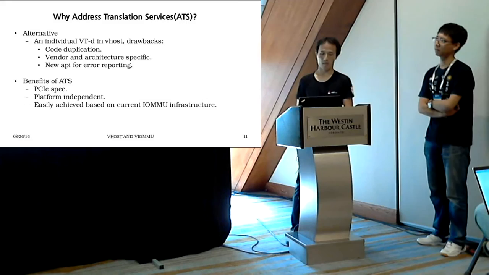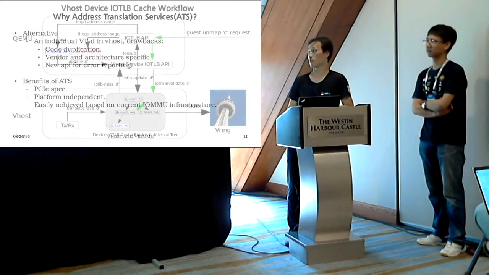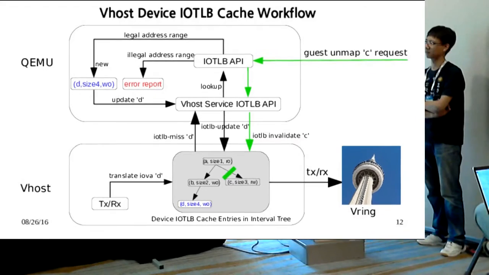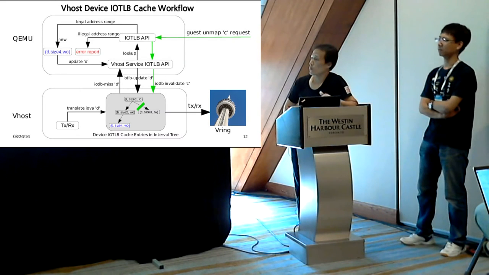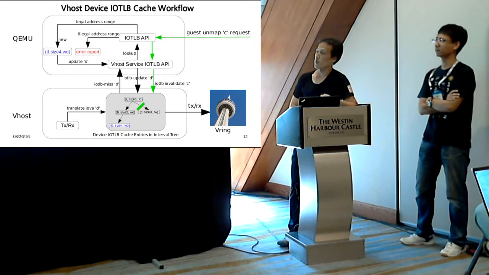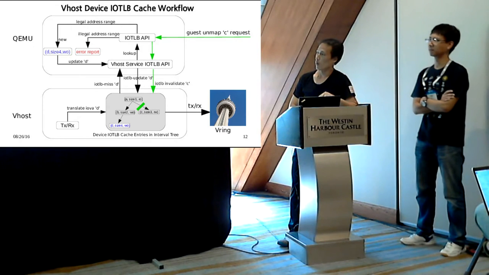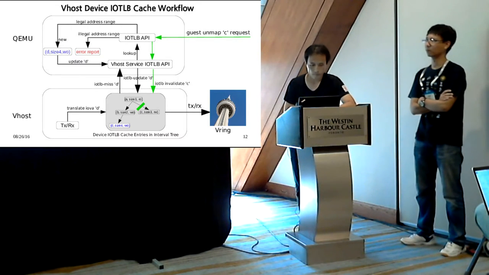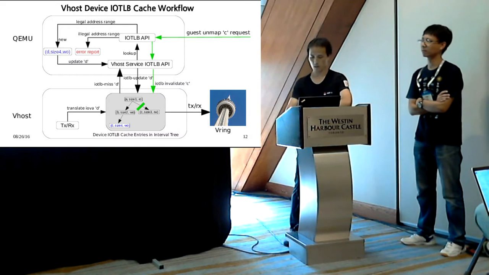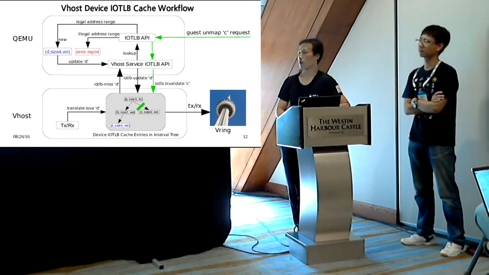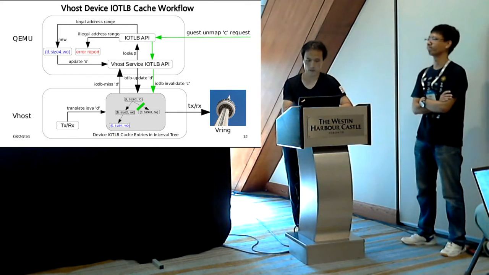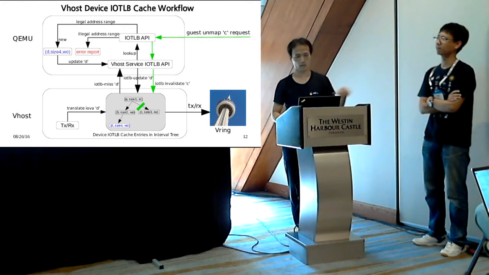So let's have a quick look at the new device IOTLB flowchart. With this flowchart, we can see there are a few cached TLB entries here. The fields in the box mean the address starts from A and has a size of 1, and it's read-only or write-only or whatever. Suppose we are starting a new transfer from the address D, then definitely we'll get an IOTLB miss. In this case, we'll submit a request to the vHost IOTLB API to ask for translation. It's kind of like the hardware.